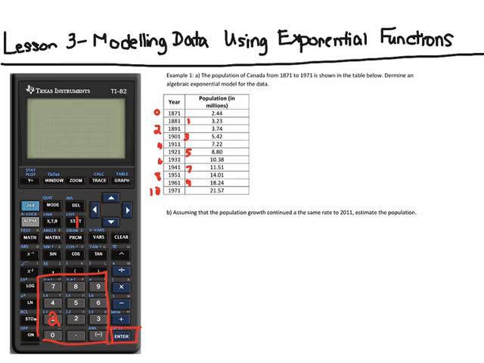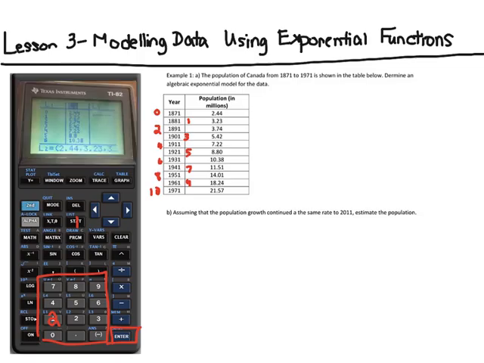When it's done entering the data, it should look something like this. So pause the video and see if you get the same data as me. Your list should be entered like this: 0, 1, 2, 3, 4, 5, 6, all the way to 10. Now you're going to graph to see what kind of function this is.